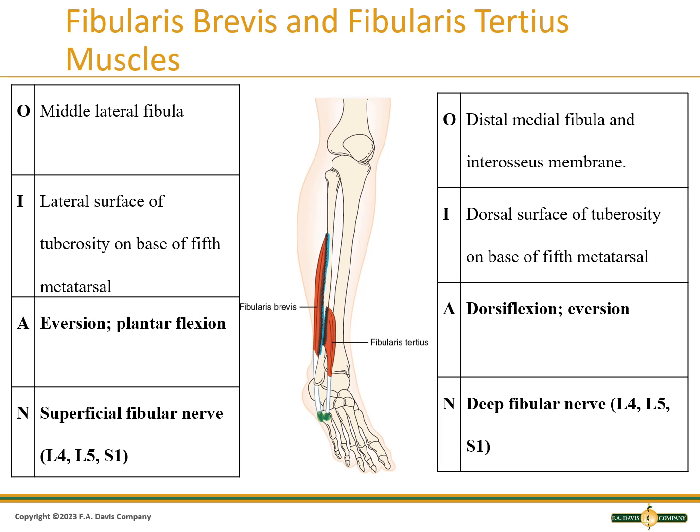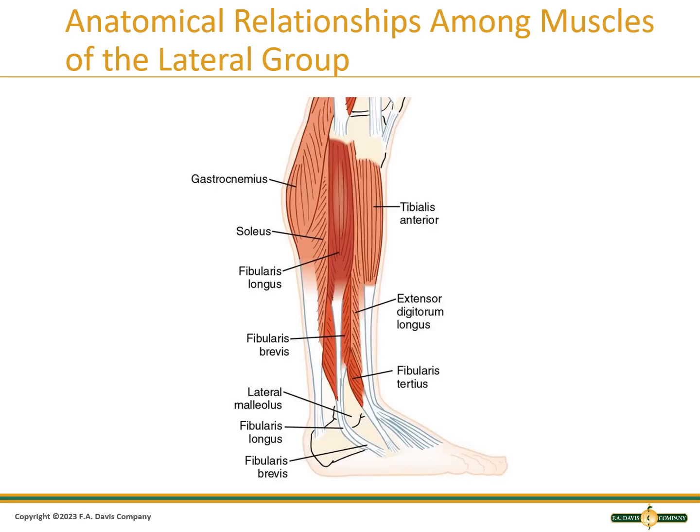Both are going to contribute to eversion because they're on the lateral aspect of the leg, but their positioning relative to the border of the fibula determines whether they contribute to plantar flexion or dorsiflexion. So fibularis brevis is going to contribute to plantar flexion. Fibularis tertius is going to contribute to dorsiflexion. Fibularis brevis is going to be innervated by the superficial fibular nerve. Fibularis tertius is a deeper muscle, and so it is going to be innervated by the deep fibular nerve.